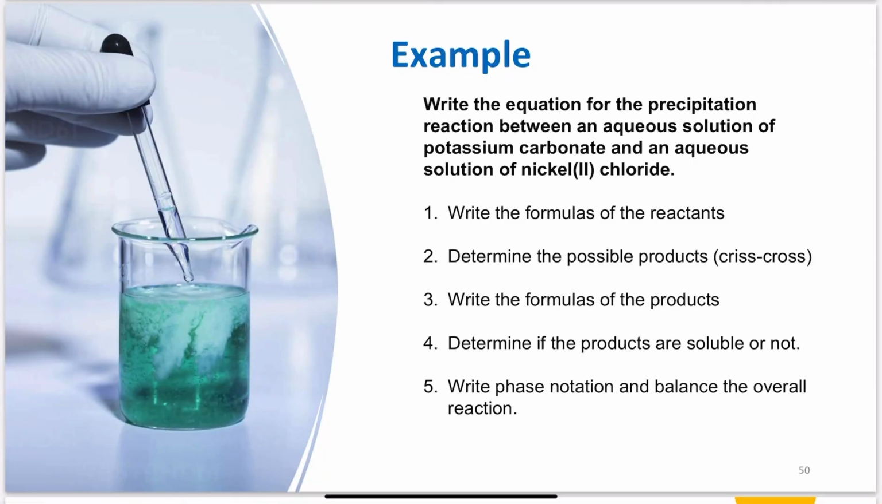Start applying the things we've discussed and start applying stoichiometry to it, specifically solution stoich. So first up, write the equation for the precipitation reaction between an aqueous solution of potassium carbonate and an aqueous solution of nickel 2 chloride. And that's what's shown in the picture. First up, write the formulas of the reactants.